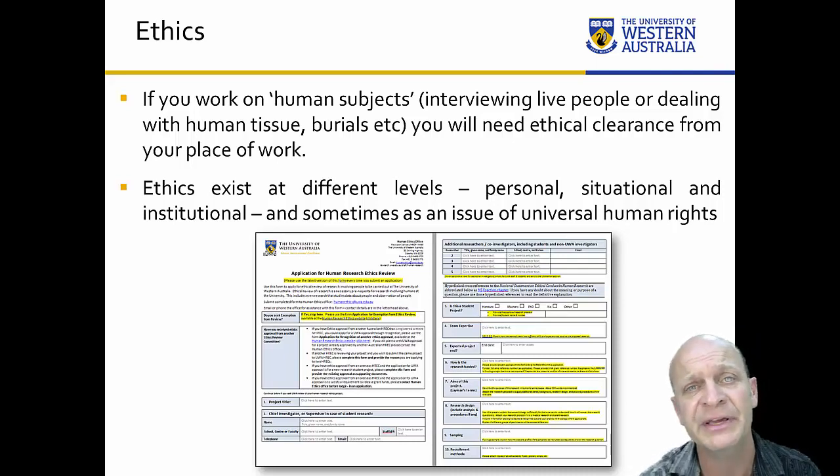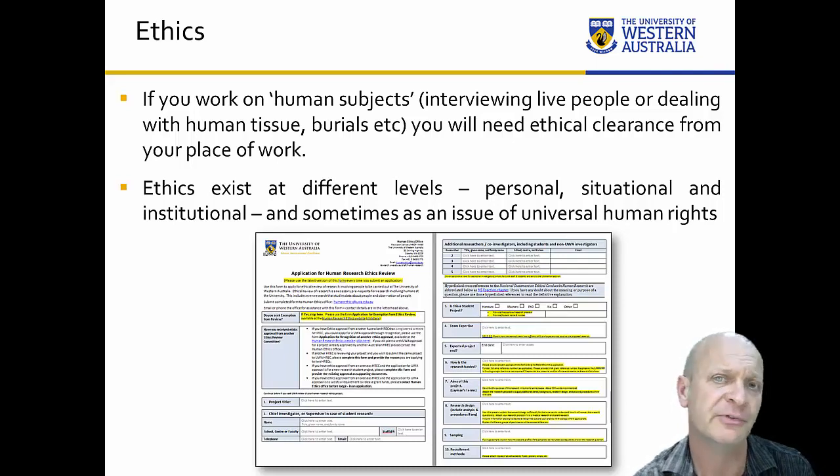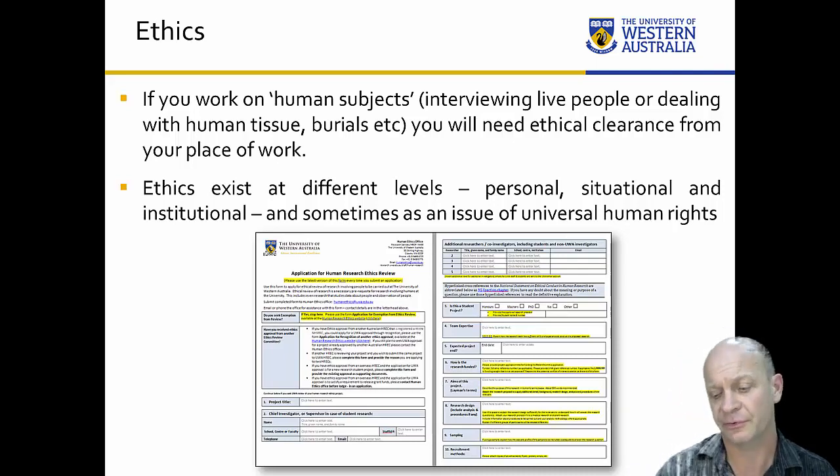Now this can take quite a long time, weeks and sometimes months. Permits to work on sites from the state regulator, for example, can take 6 to 8 weeks. So you need to build that into all of your research and fieldwork plans.